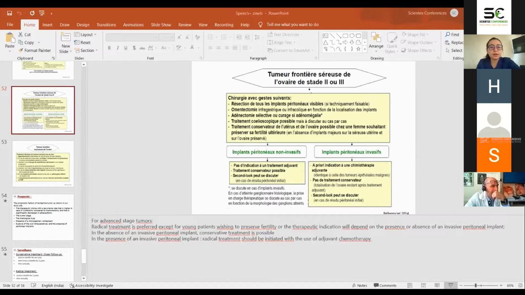Concerning the surveillance, conservative treatment needs a closer follow-up, every 4 months for 1 year, then every 6 months for 2 years, then annually. For radical treatment, it needs a surveillance every 6 months for 2 years, then annually.